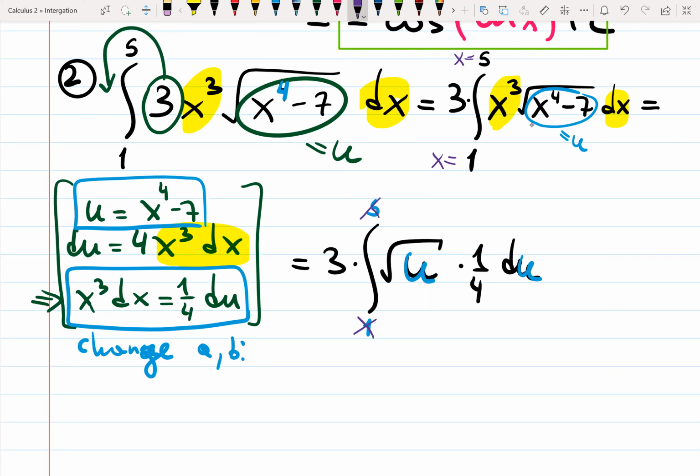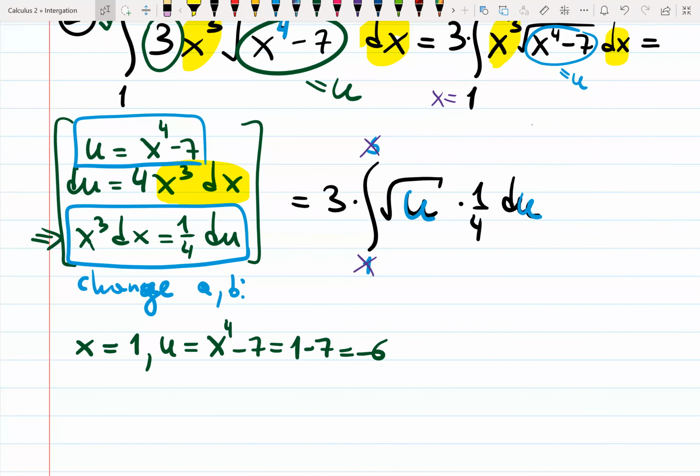So we cannot put 1 and 5. This is how you do it. When x was 1, u becomes, well, u is x to the 4 minus 7, right? So it's going to be 1 to the 4 minus 7, which is minus 6. Now I realize I don't know what it's going to be, I have to calculate. When x was 5, u becomes, again, x to the 4 minus 7, the same as before: 5 to the 4 minus 7, and I don't know what it is. You can calculate for me. For now, I just keep it as it is.